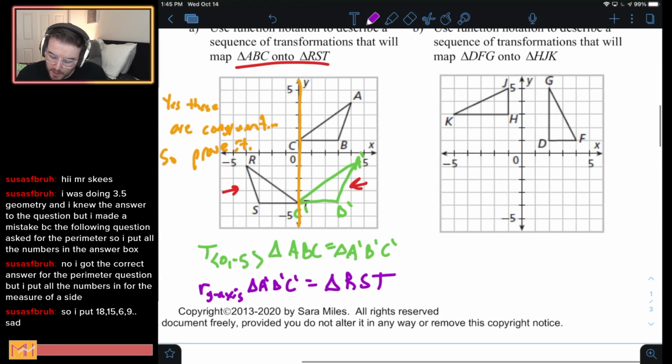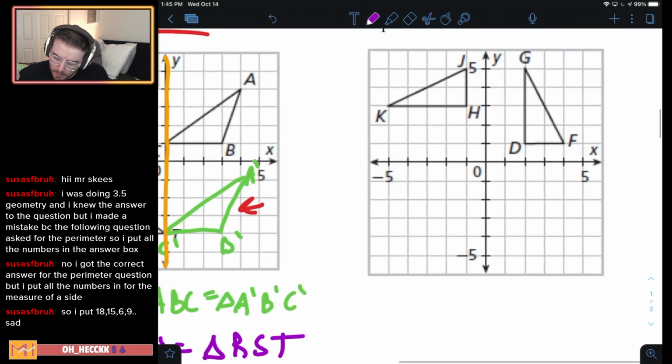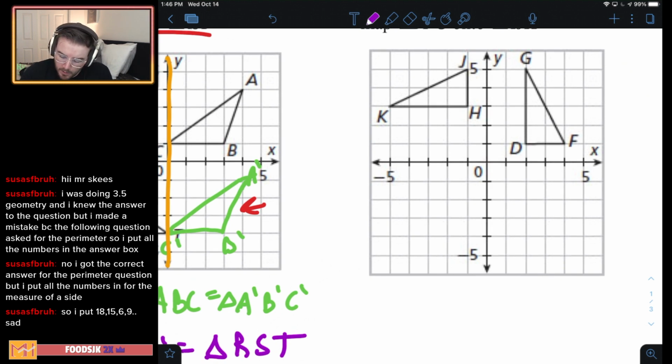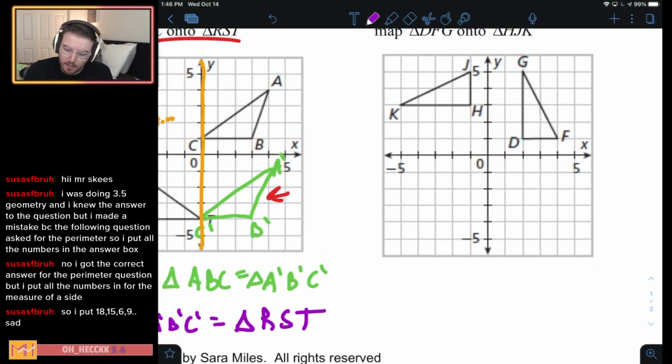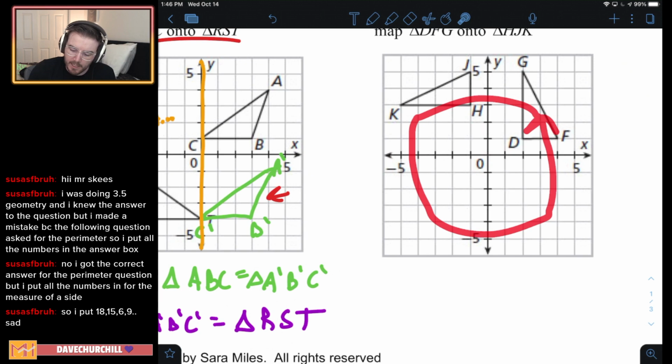So what's the transformation on this guy? Well, you could look at this a couple of ways. It looks like we really need to turn it, right? So if we were to turn this 90 degrees counterclockwise, right? Because this would be 90, 180, 270, all the way around.